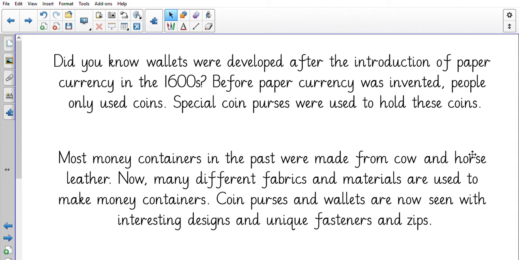So that's basically telling us that until notes were made, like £10 notes, £20 notes, people used to use coin purses instead, which were a lot smaller. Some of your elderly relatives may still have coin purses. And then more wallets were developed, wallets and purses which were larger to fit the notes in. So most money containers in the past were made from cow and horse leather. Now many different fabrics and materials are used to make money containers. Coin purses and wallets are now seen with interesting designs and unique fasteners and zips.